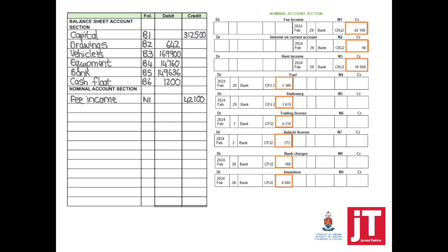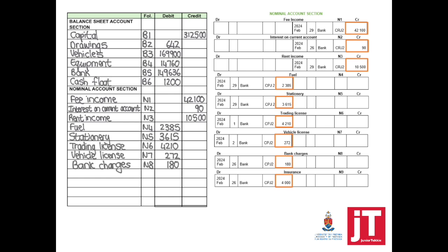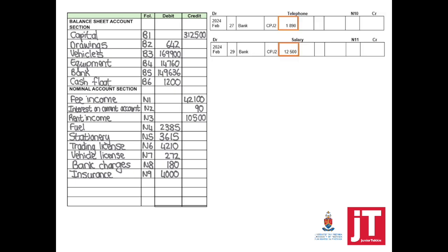We start with fee income on the credit side, interest on current account on the credit side, rent income on the credit side, 10,500. All expenses will appear on the debit side. This is what I've mentioned in the previous activities. If you understand what to do, it is actually so easy to complete it. Telephone and salary.